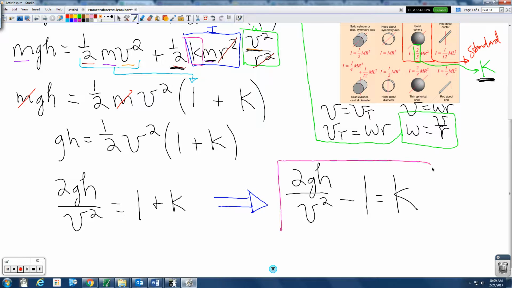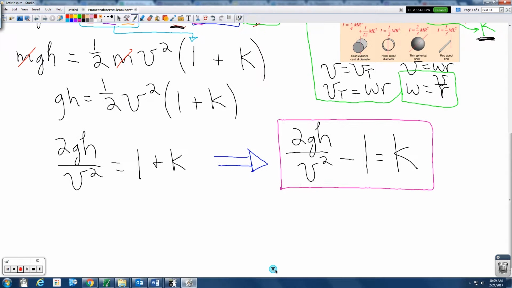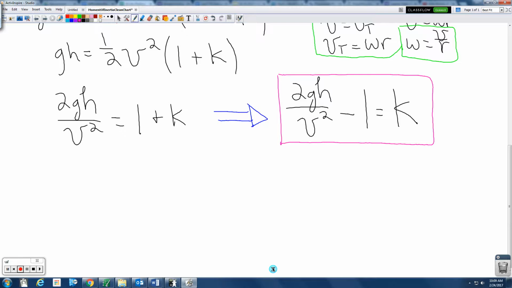Even before doing any experimentation or collecting data, I can come up with this and say, this is what I need to measure. I need to measure g, well we know g already, 9.80 meters per second squared. I need to measure height, and I need to measure the final speed at the bottom of the ramp, v. And that's all the physical quantities I need if I'm just going to use this equation.